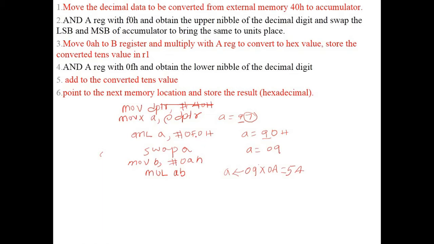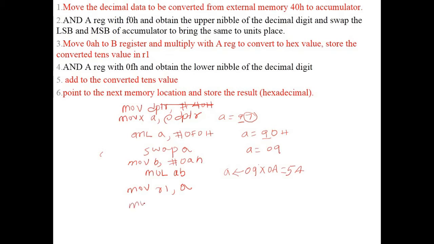Next we need to extract the 7. For that, we need to AND the A register with 0FH. Again we are going to AND with this accumulator value. We will store this value in some other register, so let's take MOV R1, A. Now next we need 97H, right? We need 97H in the accumulator.